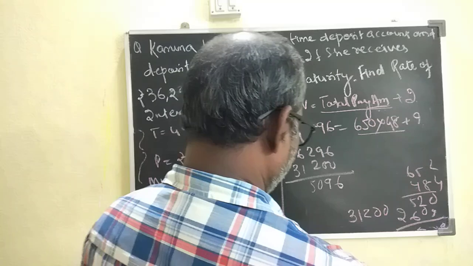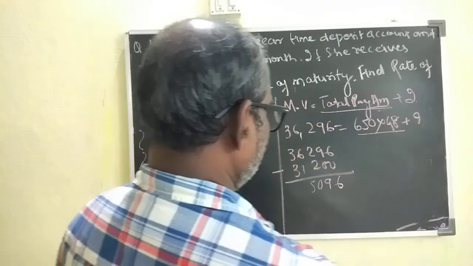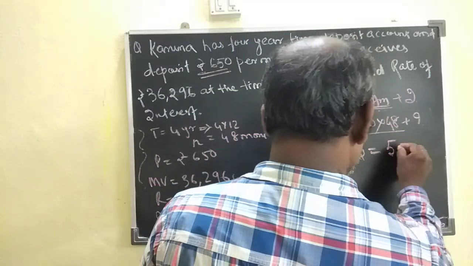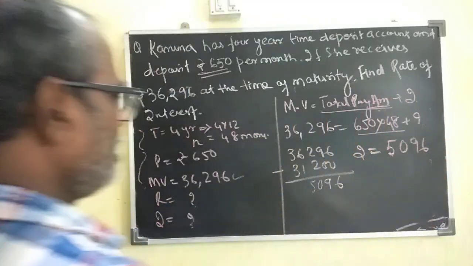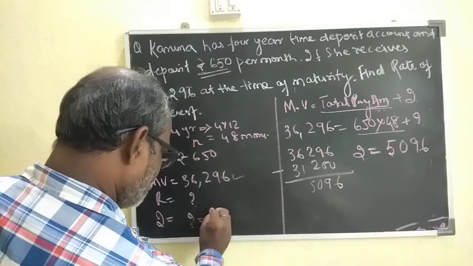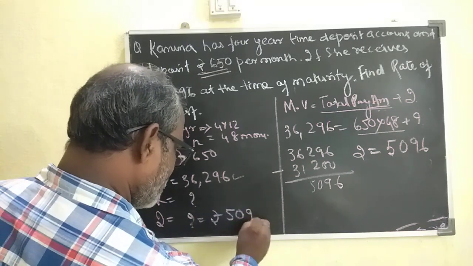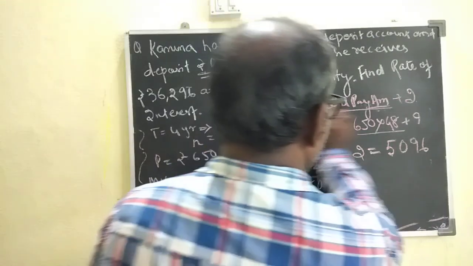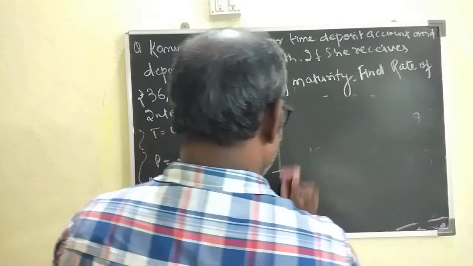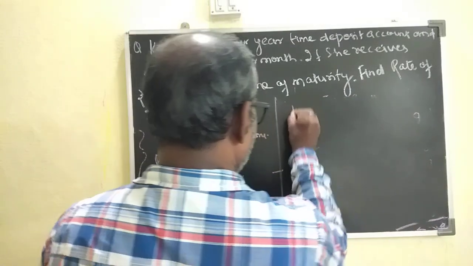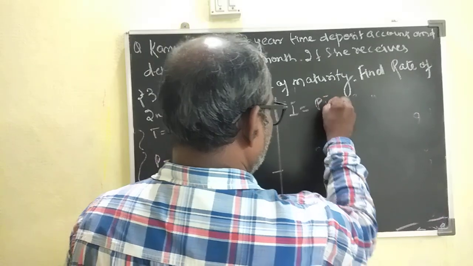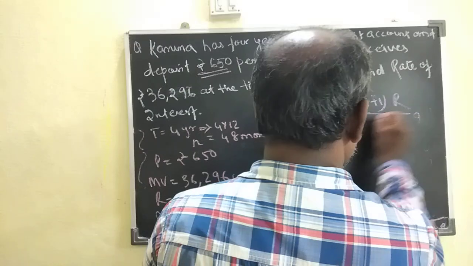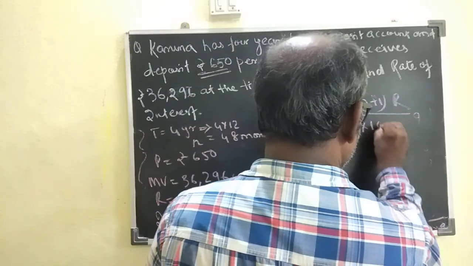That means interest equals rupees 5096. So here we can write interest equals rupees 5096. Now with the help of this we are going to find out the rate of interest. Now we'll find the rate of interest by using the formula I equals P into N into N plus 1 into R by 24 into 100.